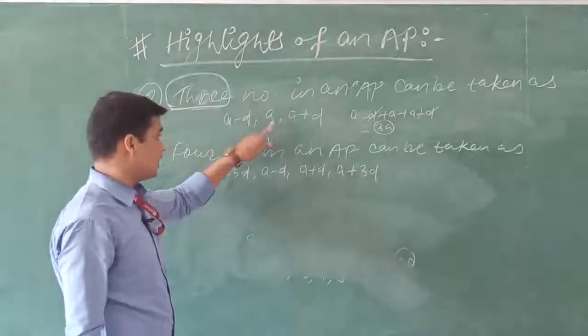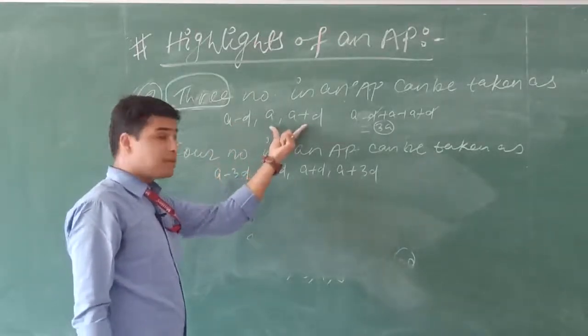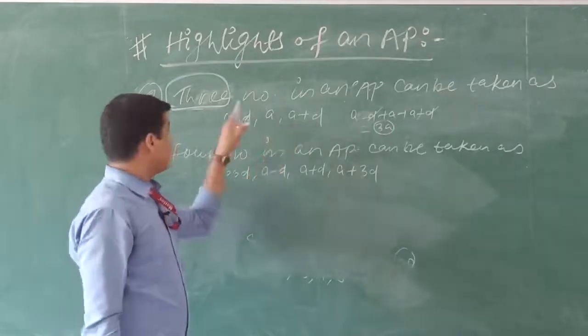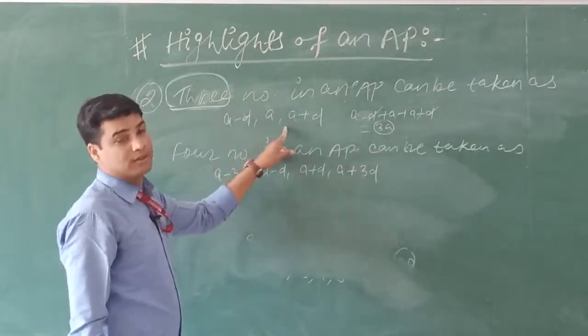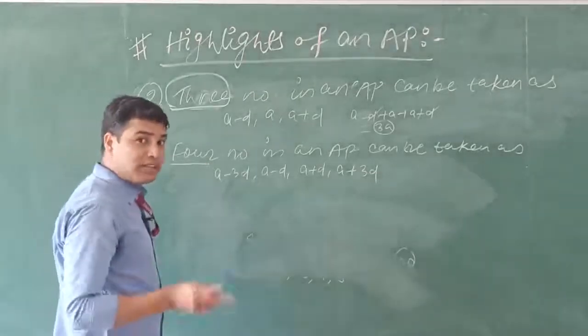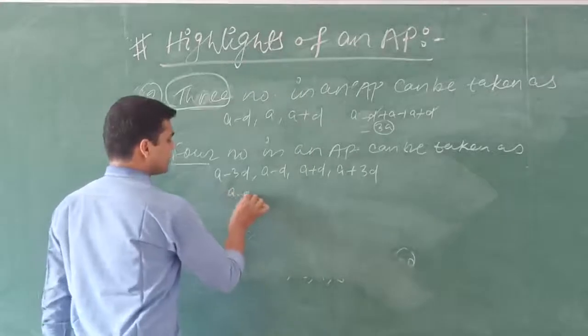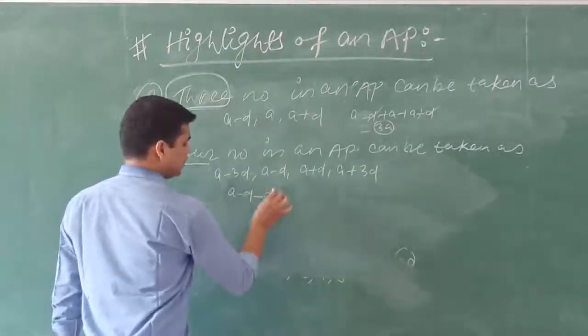A minus D, here A minus... if you take the difference, you will get D. What is the difference between these terms? We will get D, meaning if the number is odd, the difference will be odd. Now 4 is an even number, so the difference should be even. So see this: A minus D, minus A and this one plus 3D.